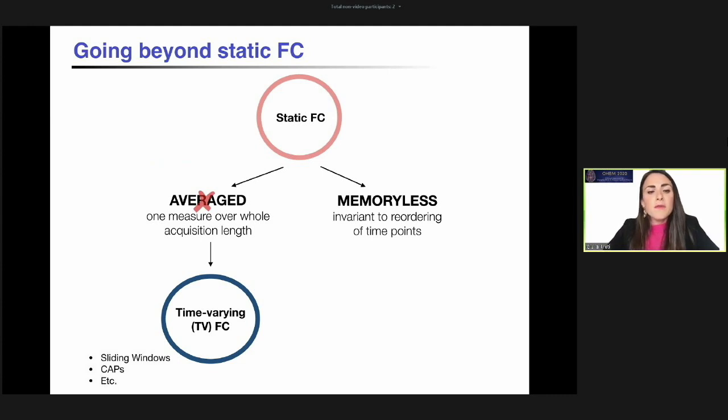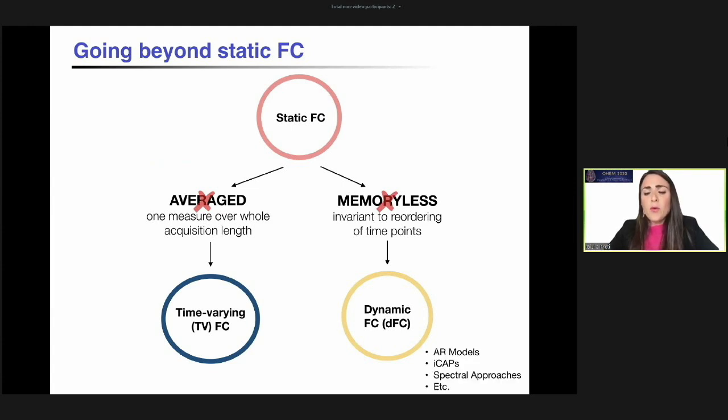For example, the very well-known sliding window approach, co-activation patterns, and so on are all methods belonging to this first category of methods. Then secondly, if we relax instead the property of being memoryless, we are looking for a method that actually considers the influence between subsequent time points. And we would call that dynamic functional connectivity. And to this category, for example, we have several methods belonging to that. So, for example, autoregressive models, innovation-driven caps, spectral approaches, and so on.